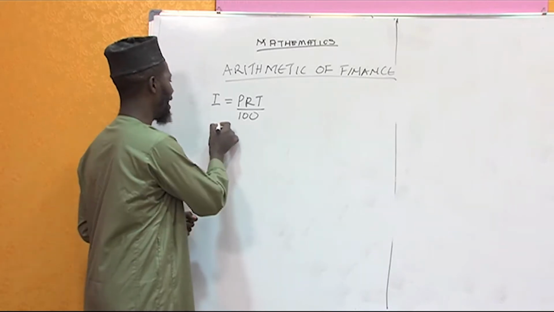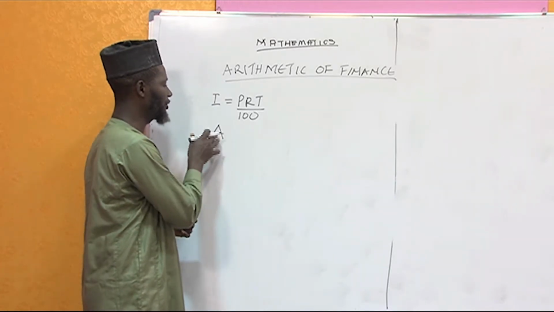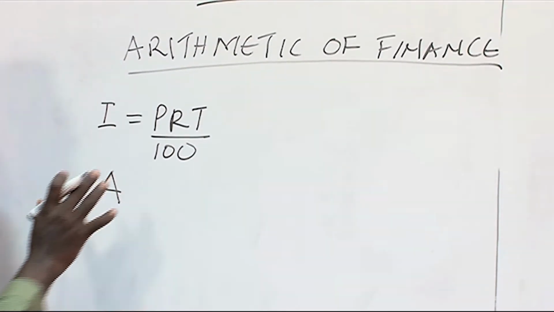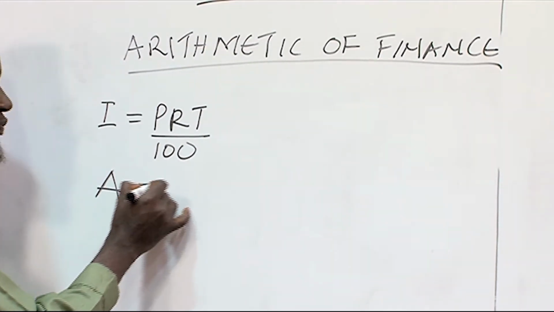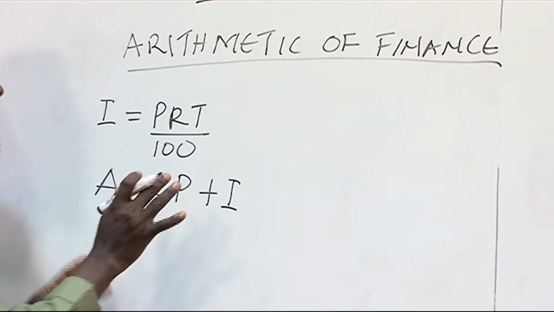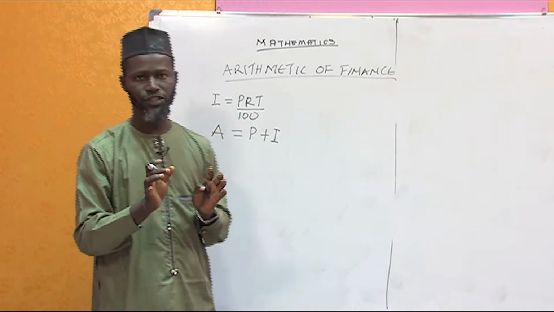Then we have amount. This amount simply means amount of simple interest. And the formula for the amount of the simple interest is equal to principal plus interest. So this is all the formula on simple interest.